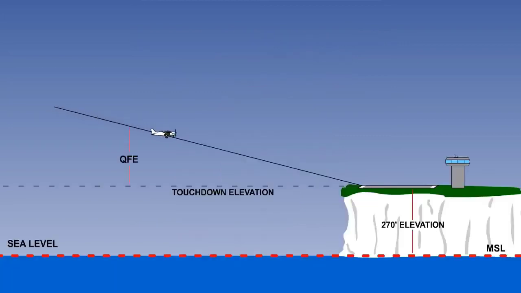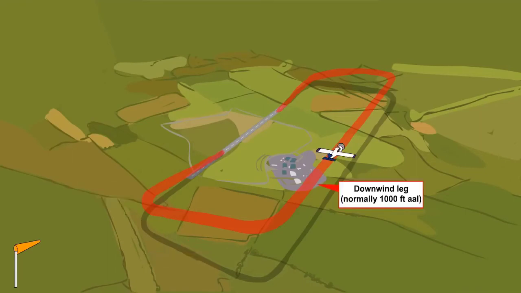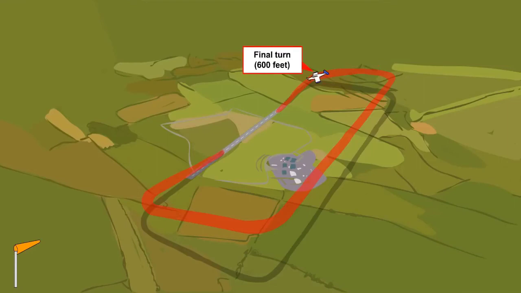QFE is used for most PPL training. It is easy to understand, and it looks normal to most beginners to see 0 on the altimeter when you are on the runway. Circuits vary from airfield to airfield, but typically students are taught to start the crosswind turn at 500 feet, fly the downwind leg at 1,000 feet, lose some height in the turn to begin the base leg at 800 feet, and start the final turn at 600 feet.